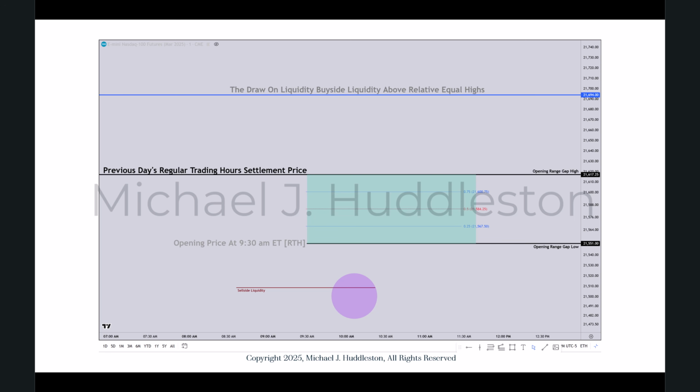Where are we at in relationship to that previous day's settlement price? Higher or lower? In this case, we opened lower, and we have a draw on liquidity in a potentially bullish market. We're looking for 21,694 as the upside draw. So we know the likelihood is that the daily range is going to go higher.